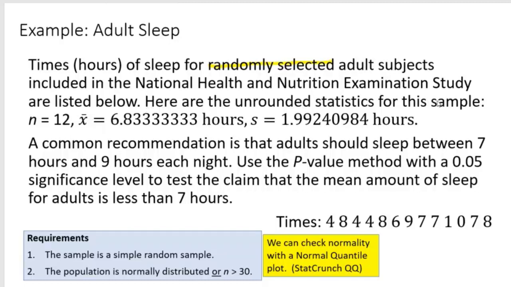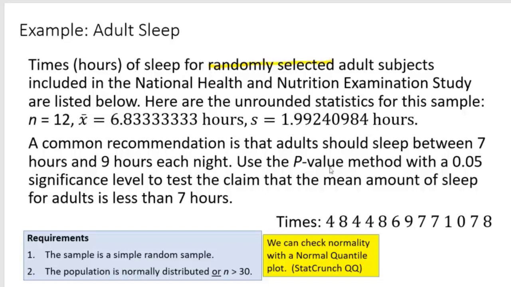And here are the unrounded statistics for the samples. So here's actually the listing. They asked adults and somebody got 4 hours of sleep, somebody else got 8 hours, 4 hours, 4 hours, 8 hours. So if you took these values and ran the one-variable statistics, N is 12, you can count that. There's 12 different adults there. The mean time of sleep was 6.83 hours. And the standard deviation for this sample is right here with lots of decimal places after it.